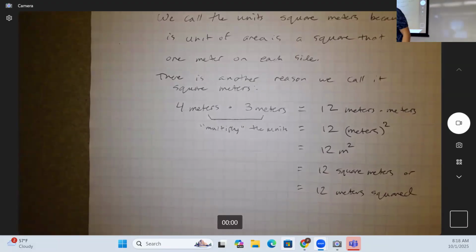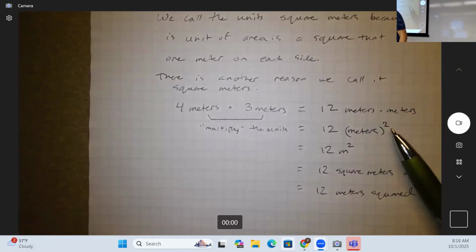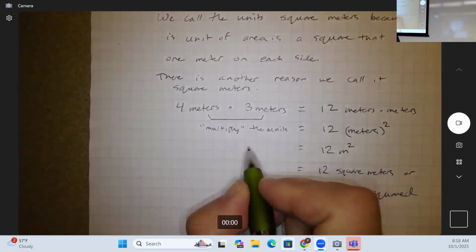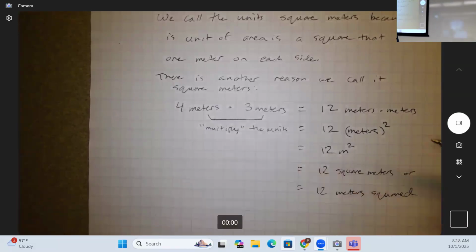So as we get more into multiplication and look at repeated multiplication, if you're not familiar with the notation of the little 2 up above, that's okay. That's one of the things we're going to learn in this class. But I wanted to point out that not only do we call them square meters because they're actually squares, but also because when we multiply units, we end up with meters times meters, which we say is meters squared. Cuadrado, right? Metros cuadrados. Yeah.